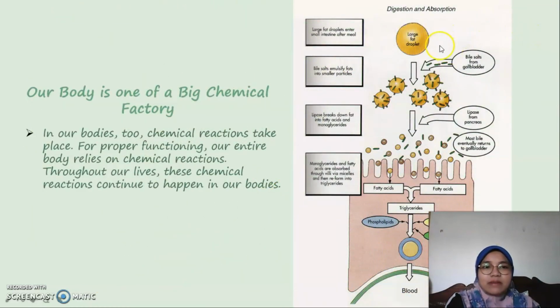For digestion and absorption, large fat droplets enter the small intestine after a meal and bile salts emulsify fats into smaller particles. Lipases break down fat into fatty acids and monoglycerides. Monoglycerides and fatty acids are absorbed through villi via micelles and reform into triglycerides. And the nutrients will enter the blood.